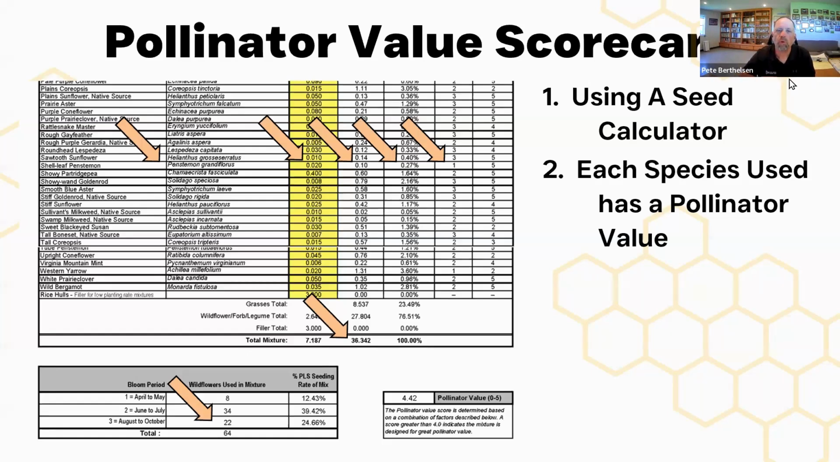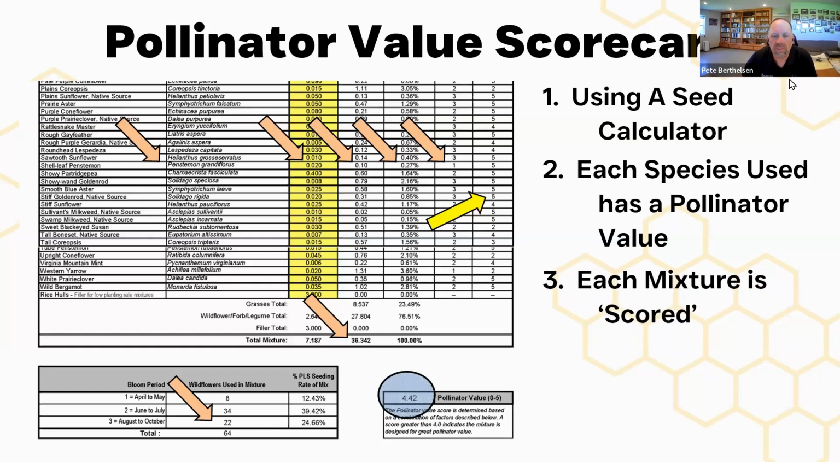But most importantly and uniquely, very, very unique, is that every Bee and Butterfly Habitat Fund seed mixture produces a pollinator value score from 0 to 5. And if we look down here at the bottom, this seed mixture scored a 4.42 out of 5, which is an incredibly high number. Now, there's going to be folks on here that are like, well, how do you do that? And how do you come up with these values?